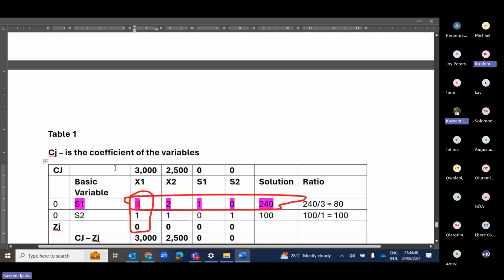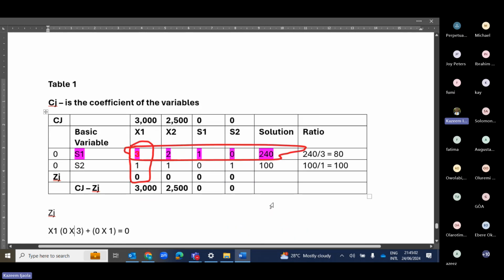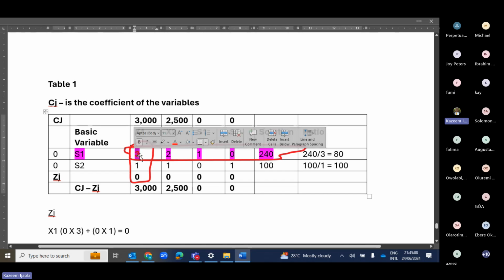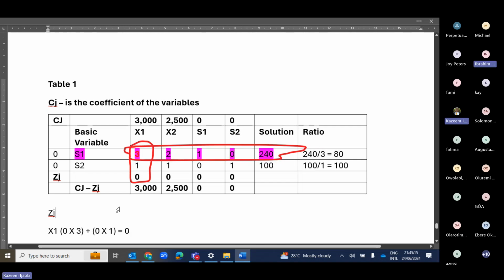Now, I want to explain another principle, very important. For the entry variable, your key element, the point of intersection, must equal 1. How will your key element equal 1? You divide the entire cells of that row by your key element.